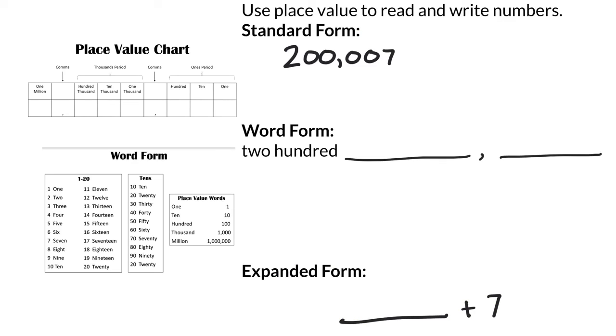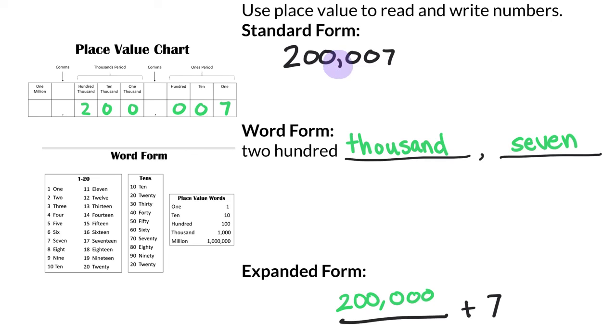Okay, why don't you pause the video and try to do this one on your own. When you're finished, hit play for the answers. So notice there's a comma and a comma, and that means we're going to have 2 different periods. We see the comma here. So how many 100,000s did we have? 2 is right. So we have 2 100,000s, or 200,000. We have no 10,000s, we have no 1,000s, we have no hundreds, we have no tens, and then we have 7 ones.